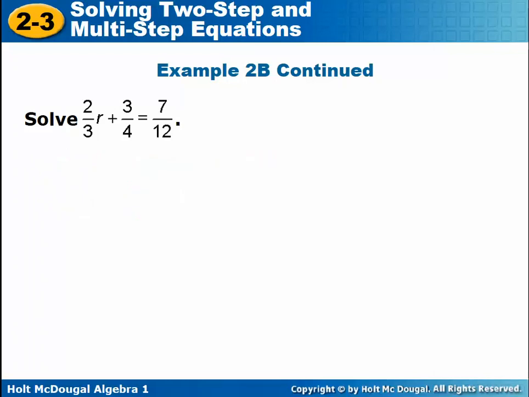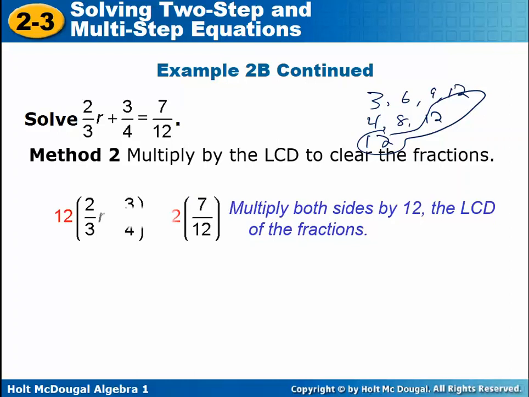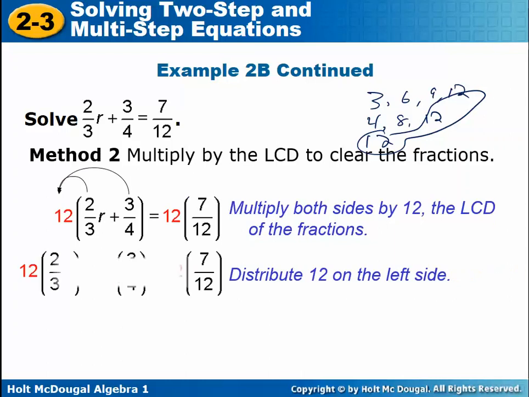The other method is to multiply by the least common multiple, or the least common denominator of 3, 4, and 12. This one's easy to do because the multiples of 3 are 3, 6, 9, and 12. The multiples of 4 are 4, 8, and 12. So we can multiply both sides of this by 12, and then we won't have any fractions anymore at all. So when you do that, just be very careful when you distribute the 12 through. 12 times 2/3 r plus 12 times 3/4 equals 12 times 7/12.